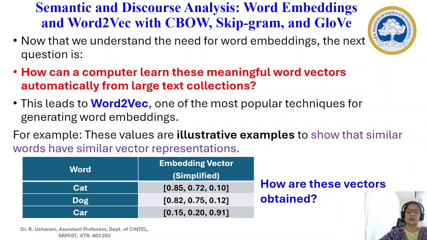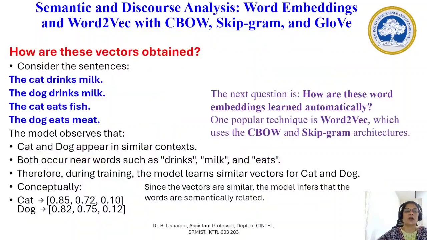How are these vectors obtained? By the use of two techniques, CBOW and skipgram. Before understanding CBOW and skipgram, consider an example. How are these vectors obtained? The first sentence: the cat drinks milk. The second sentence: the dog drinks milk. The cat eats fish. The dog eats meat.